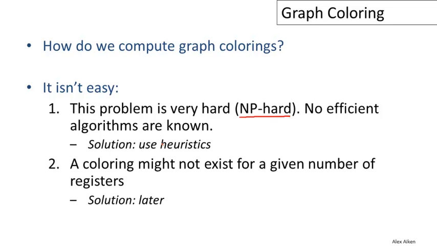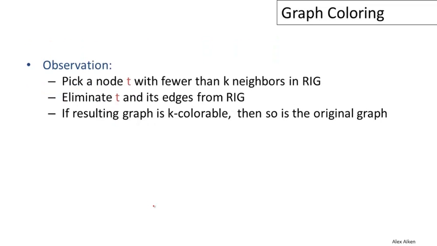But there's a second problem, which is that a coloring might not even exist for a given number of registers. It might be that we only have 8 registers on our machine and there is no coloring of the graph that uses fewer than, say, 9 or 10 colors. And so we're going to have a way to deal with that. And we'll talk about that later. I won't say anything more about the solution to that problem just now.